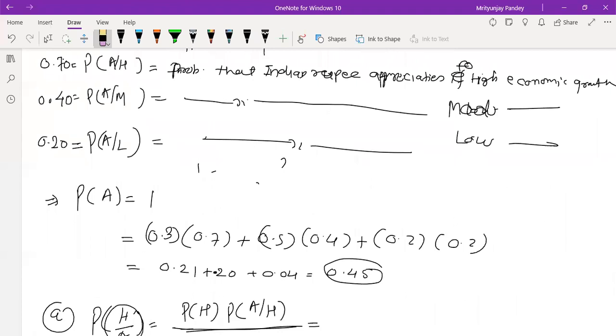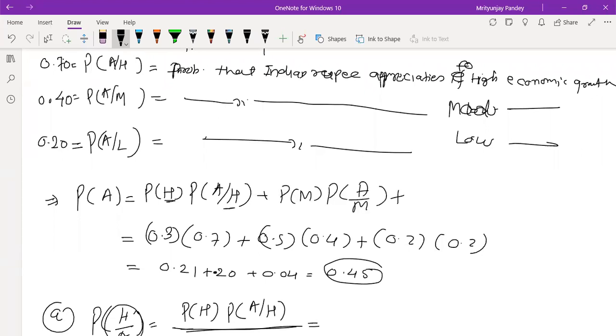Okay, so tell me the proper formula. Tell me. P of H into P of A by H. Now H, look, it fits, H here and H here, right? Then P of M into P of A by M, P of L, then P of A by L. And the values we substituted properly, no mistake in the values. Let's come to the next one.